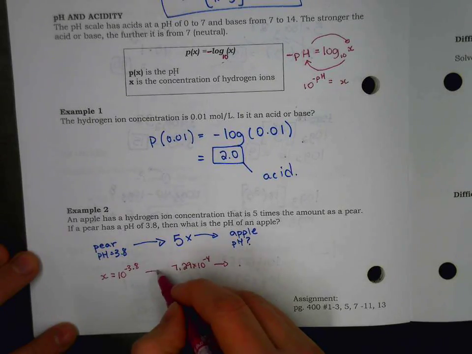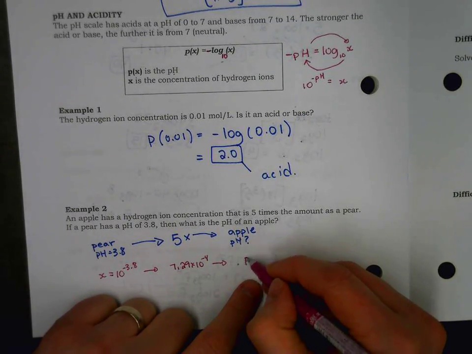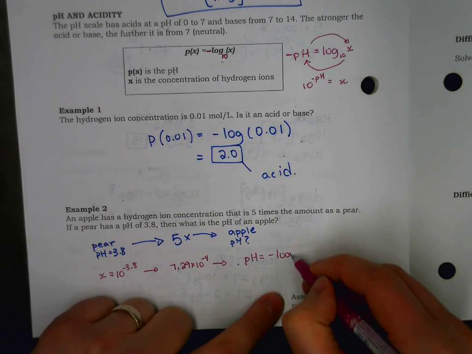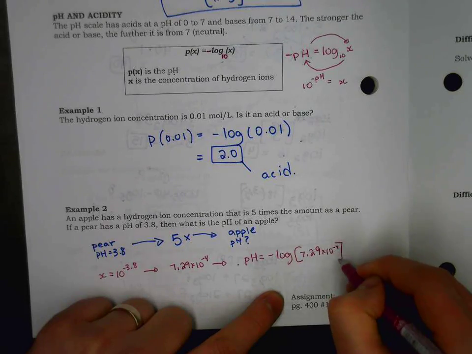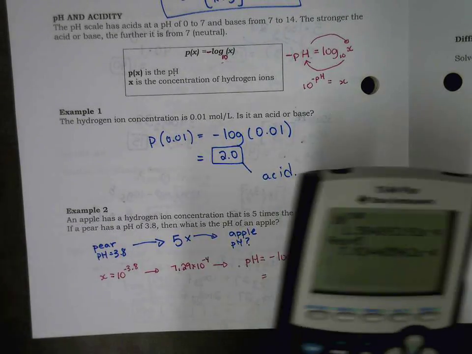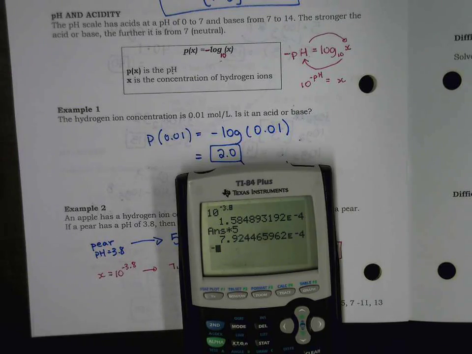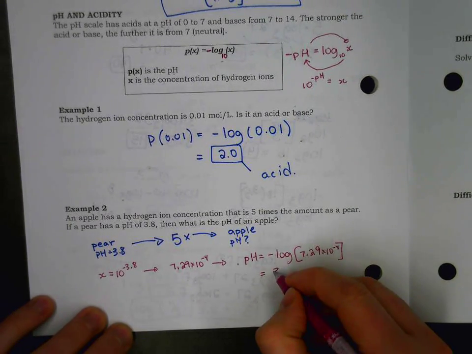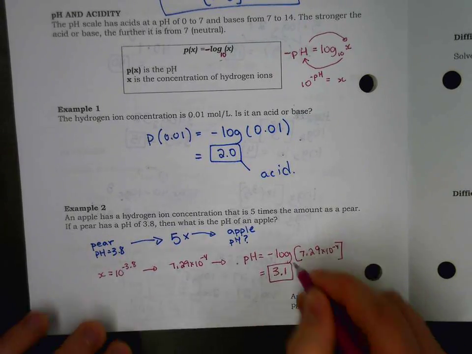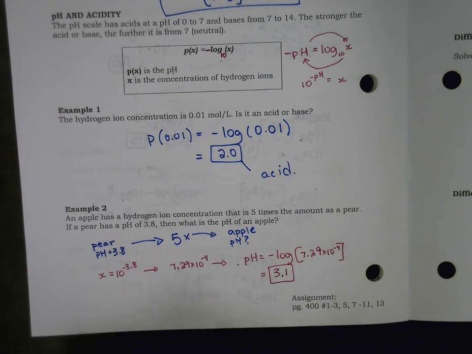And we're going to take this and we're going to figure out the pH. So the pH is negative log of this 7.92 times 10 to the negative 4 with all those decimals in it. So we go back to our calculator and we can type in negative log of this previous answer, and it should tell us 3.1. So the pH is about a 3.1. Because the concentration of hydrogen ions was more, we ended up having a more acidic fruit.